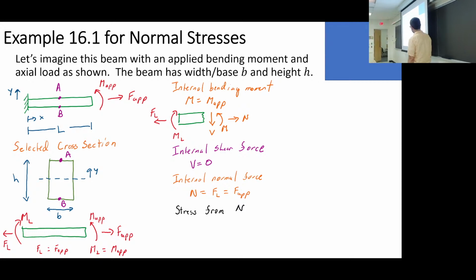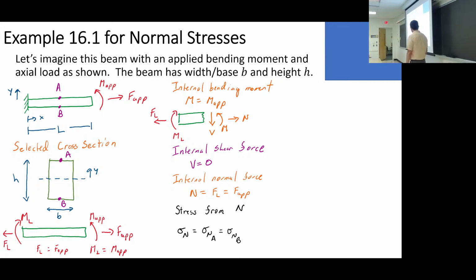Okay, well, yeah, so I have FAP, and then what else do I have to do? But that's not a stress. FAP is not a stress, right? N is not a stress. N is a force. So I just have to divide by the cross section area, right? So I have sigma N is equal to sigma A is equal to sigma NB, and then it's just going to be N over A, or N over BH. Okay? Because it has a width B and a height H.